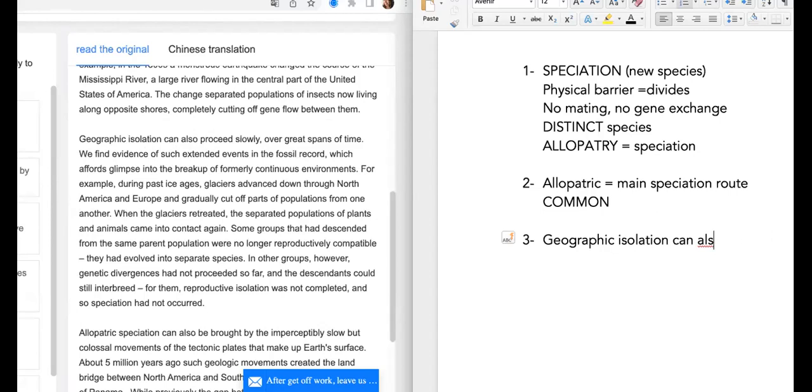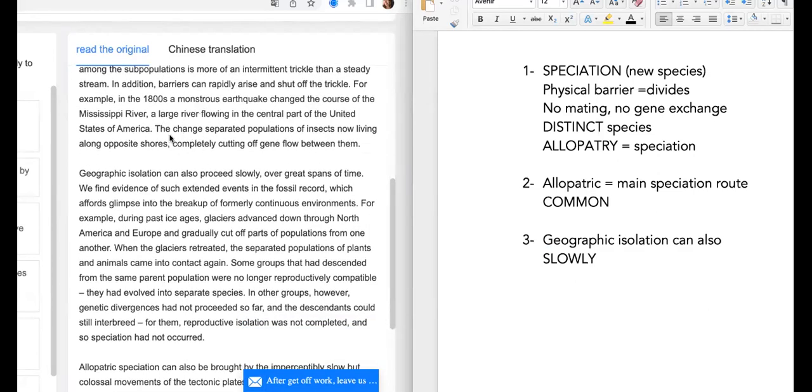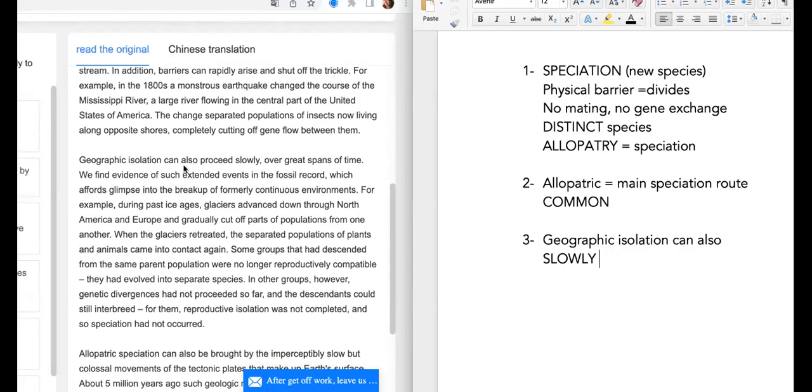And I might just write geographic isolation slow, but I just want you to notice this also, right? Also. So this might be about, it might happen not slow, right? So it might be a little bit more quicker, whatever it is. I didn't read it, right? But since they're adding on, can also proceed slowly. Okay, just want you to notice that.